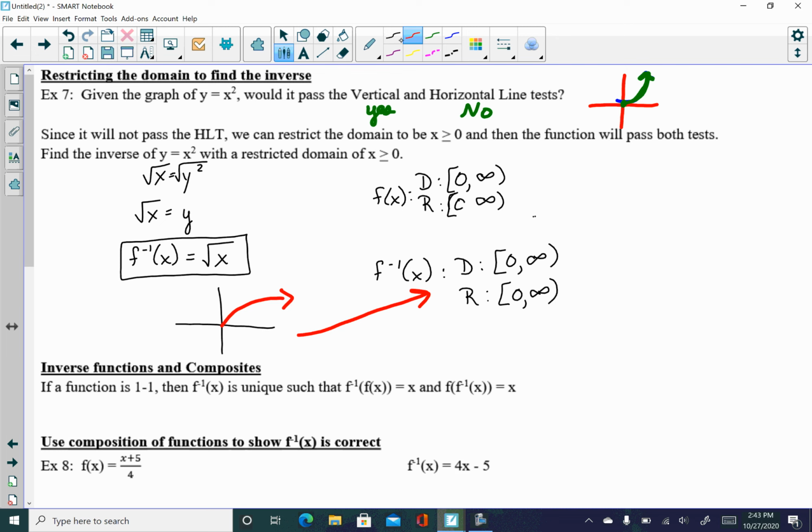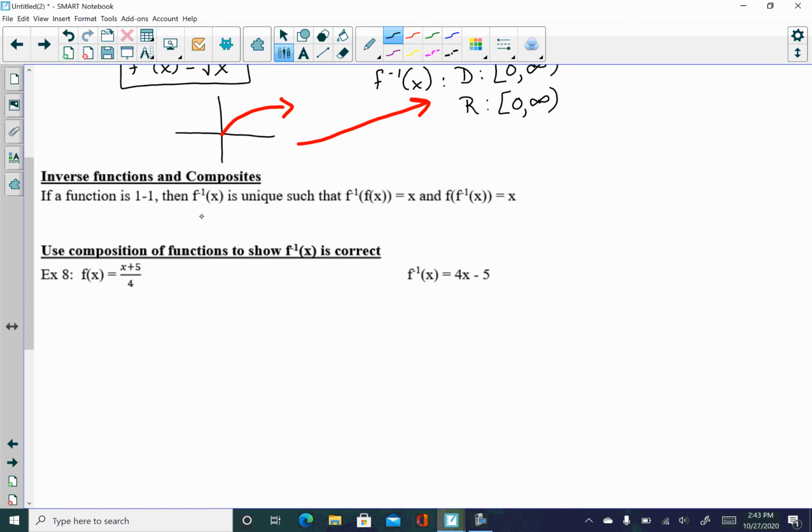All right. So last thing we want to talk about then in this section are inverse functions and composites. So if a function truly is one-to-one, then f inverse of x is unique such that f inverse of f of x will equal x, and the opposite, f of f inverse of x will also equal x. So essentially, anytime you do a composition of functions with a function and its inverse, it should equal x, but you have to do it both ways.